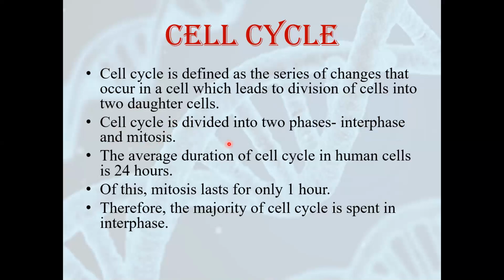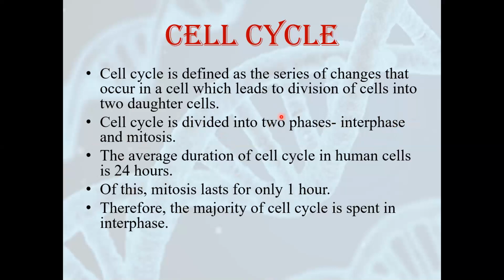What happens in reproductive cells? Another type of cell division which is called meiosis, that we are going to study in the next video. So here we'll be studying mitosis. Now as I said, interphase is the common thing in both types of cell divisions. The average duration of the entire cell cycle in a human cell is 24 hours. That means a human cell requires 24 hours to divide. Now out of these 24 hours, mitosis occurs only for 1 hour, whereas interphase occurs for 23 hours.